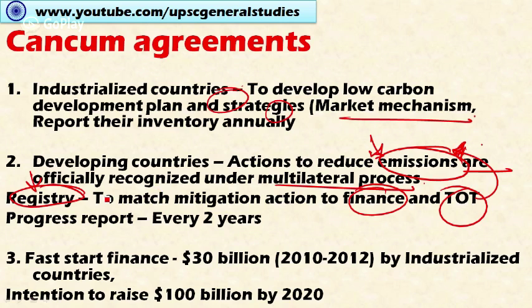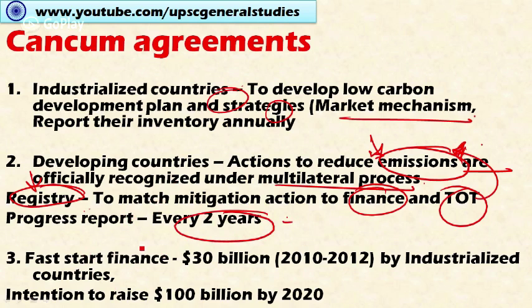So this registry is important because it tracks the progress of developing countries and their efforts to reduce global greenhouse gas emissions, and based on the information present in the registry, various financial assistance and technical assistance will be provided to the developing countries on a priority basis. And the decision was also taken to produce a progress report every 2 years related to these events.